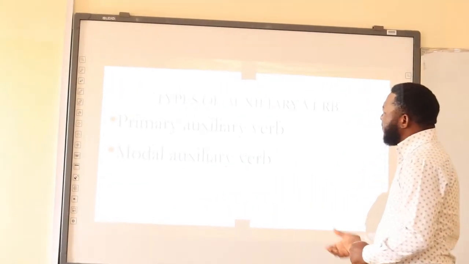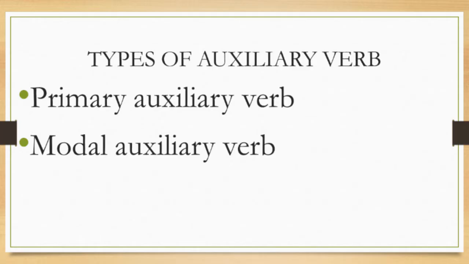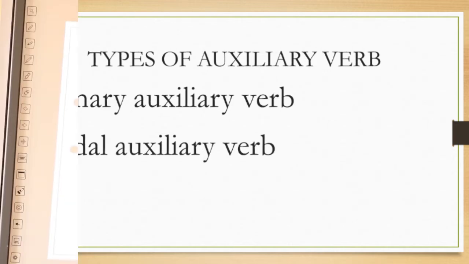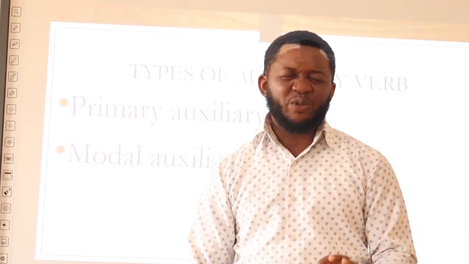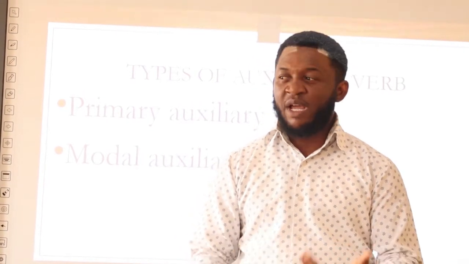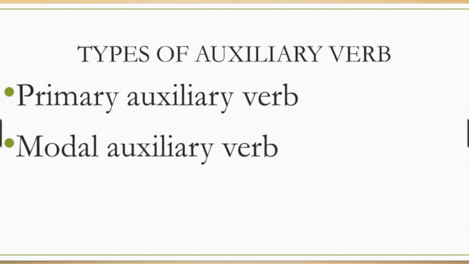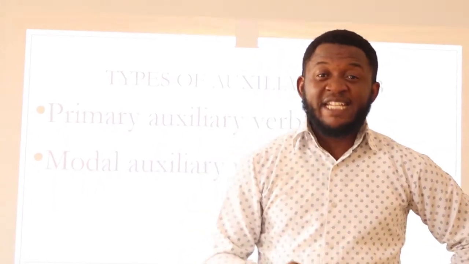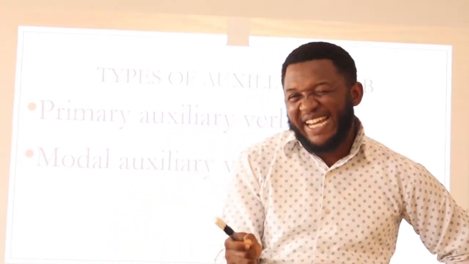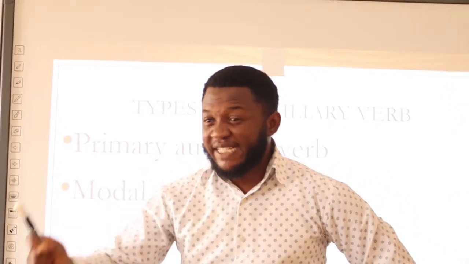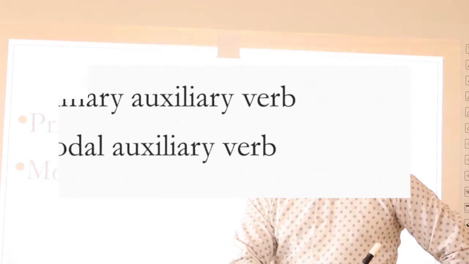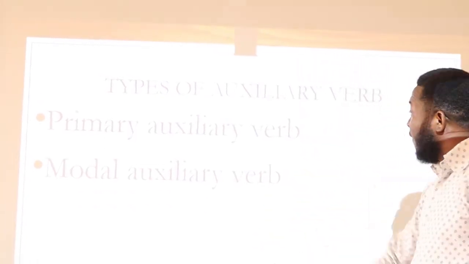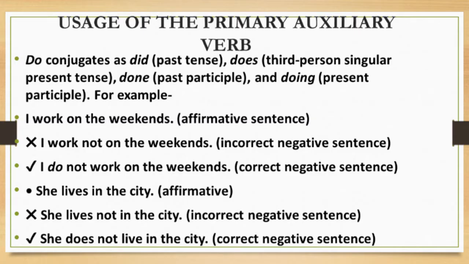Furthermore, we'll be looking at types of auxiliary verbs. We have two major types of auxiliary verb, the primary auxiliary verb and the modal auxiliary verb. But for the course of this class, we're looking at the primary auxiliary verb. But just for you to know, the difference between the modal and primary auxiliary verb is that while the primary auxiliary verb can be used in some cases as the main verb in a sentence, the modal auxiliary verb cannot perform this function.